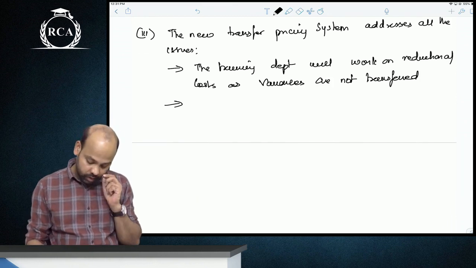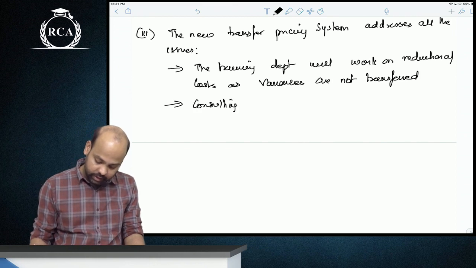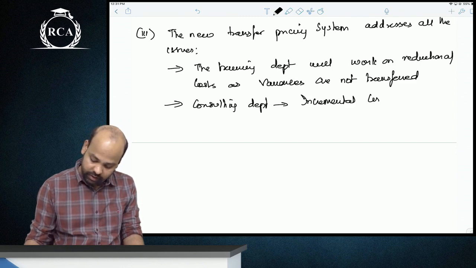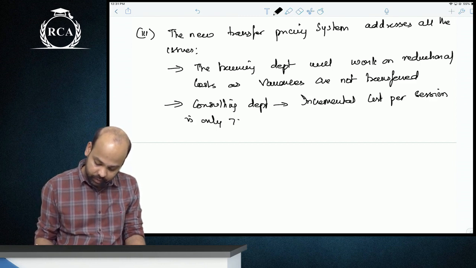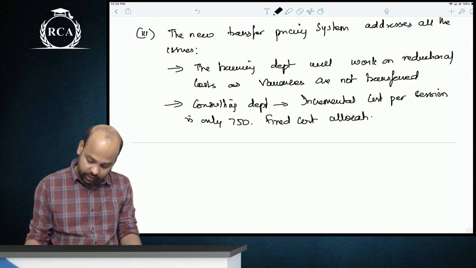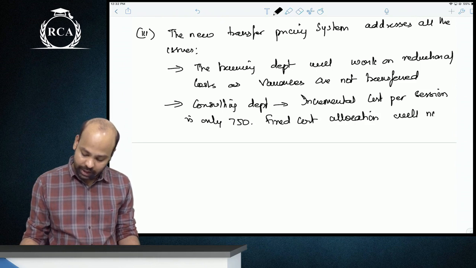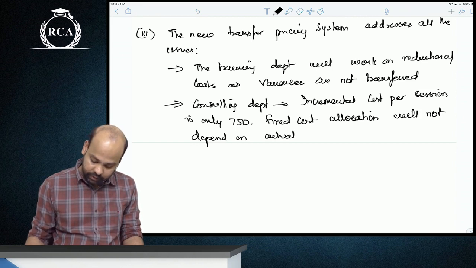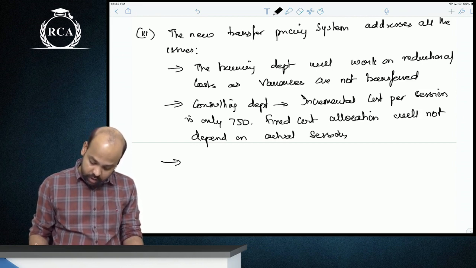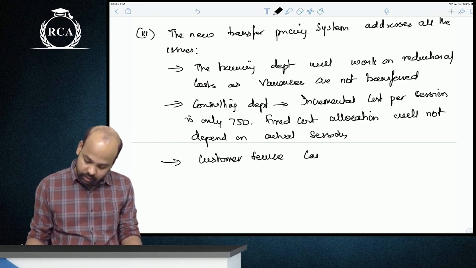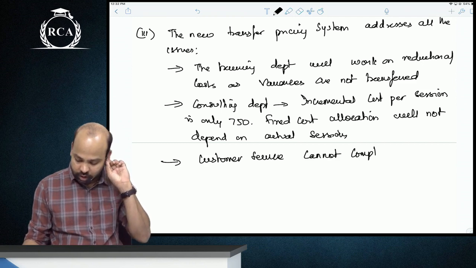Second one, guys, consulting department, the incremental cost per session is only 750 rupees. Fixed cost allocation will not depend on actual sessions. तुम लोग साथ में लिख सकते हो बेटा. It will not depend on actual sessions. So they are happy about it. Yes or no? Customer service department cannot complain. Customer service department, beta, cannot complain about cost allocation.